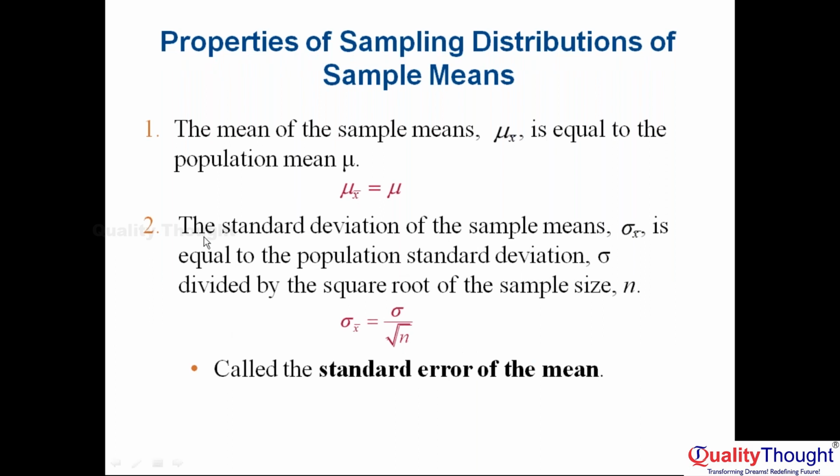In this distribution, we call the standard deviation the standard error of the mean. Remember this one: standard error of the mean. The mean is the same, mu equals mu, whereas the standard deviation of the sampling distribution is sigma divided by root n, the square root of the sample size. What is the size of the sample? It is not the total number of values, it is the number of values in each sample.